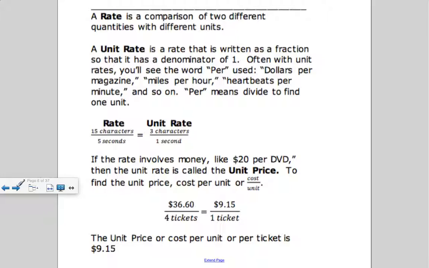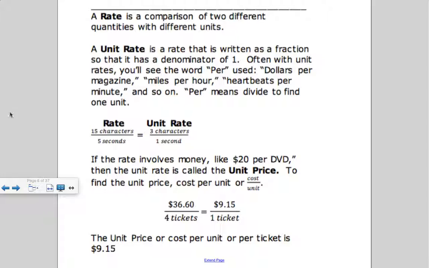So a unit rate is a rate that is written as a fraction so that it has a denominator of 1. When you say this, you always say the word per. Per means like dollars per magazine, miles per hour, heartbeats per minute, and so on. Per means divide by 1 unit.